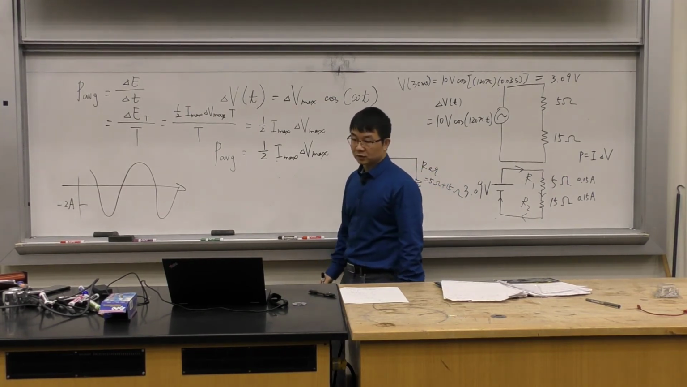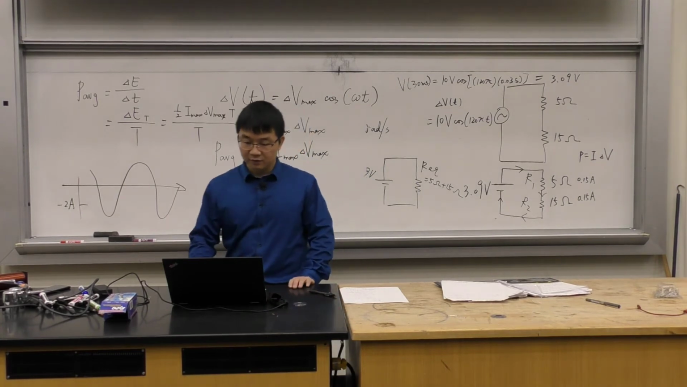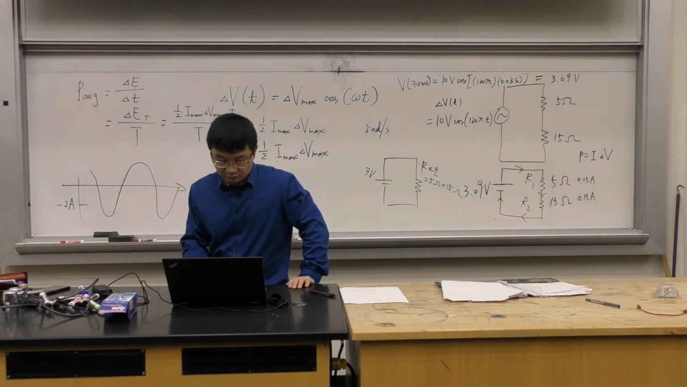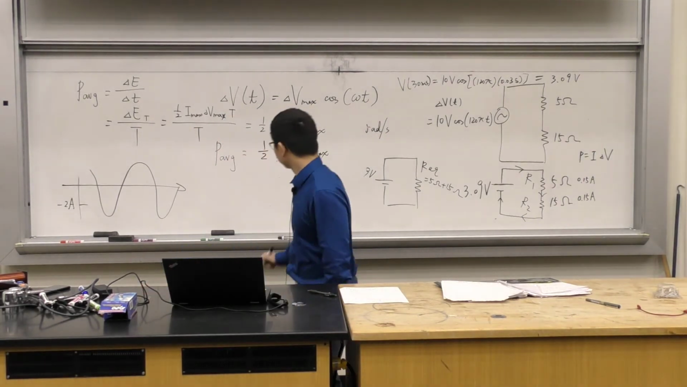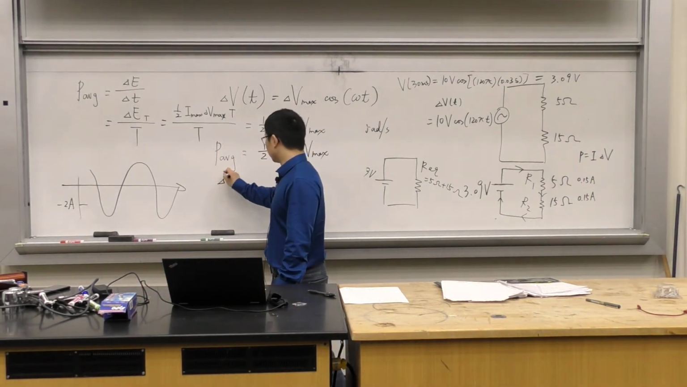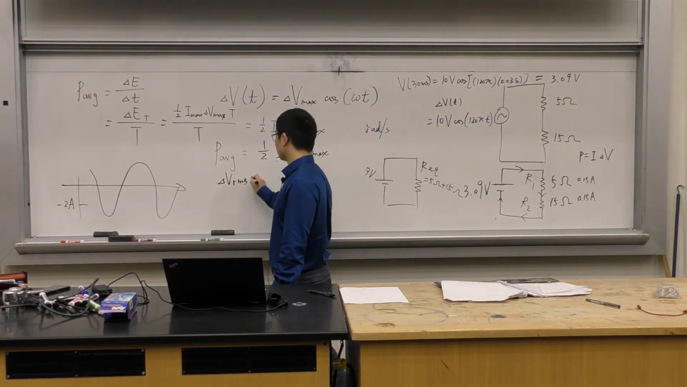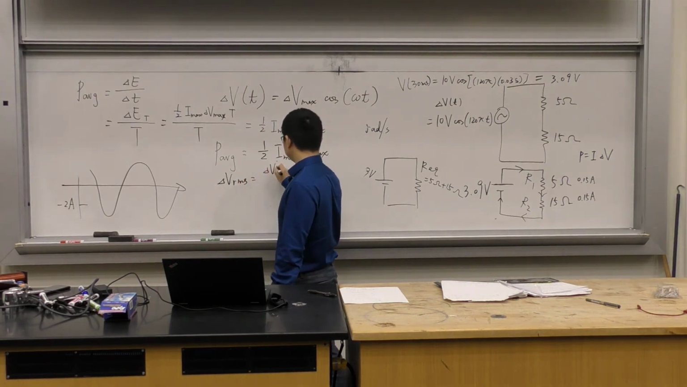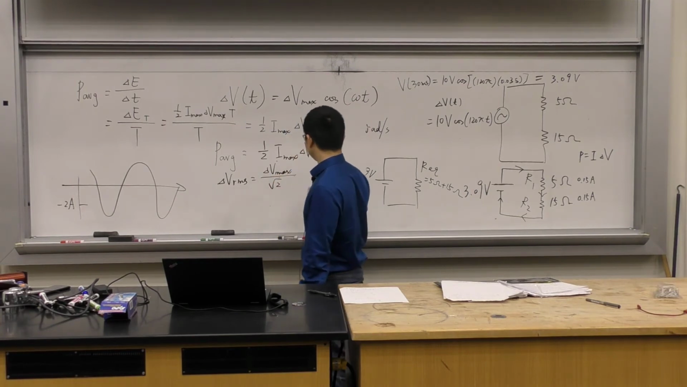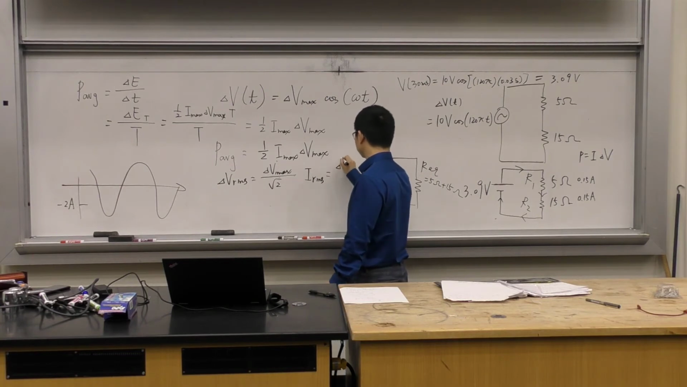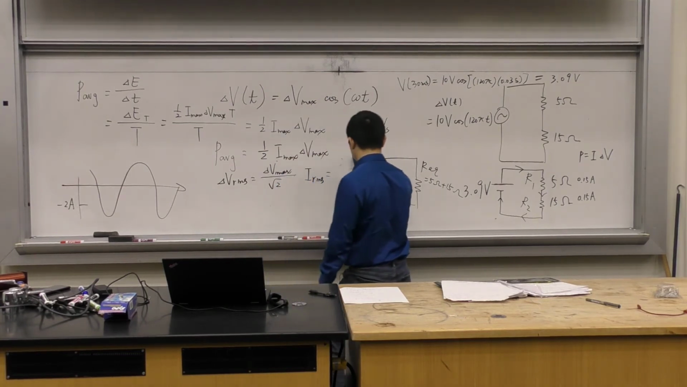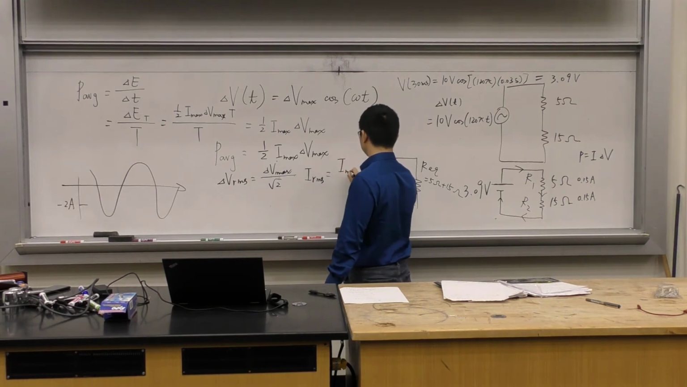So what we do is we define something called RMS values, okay? That's what we define in slide 12. This is totally a definition: V RMS is V max over square root of 2. And I'm also going to define I RMS as I max over square root of 2.